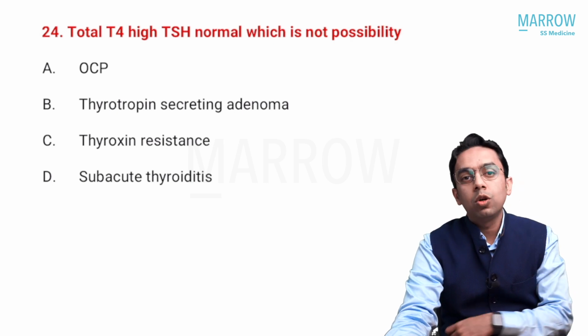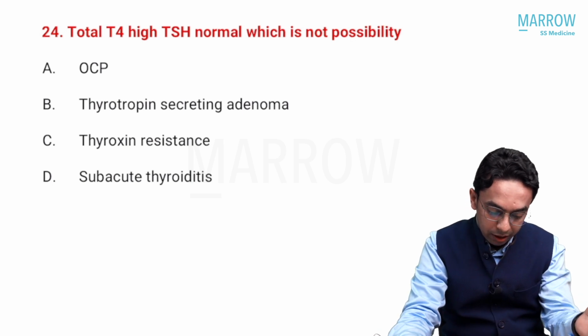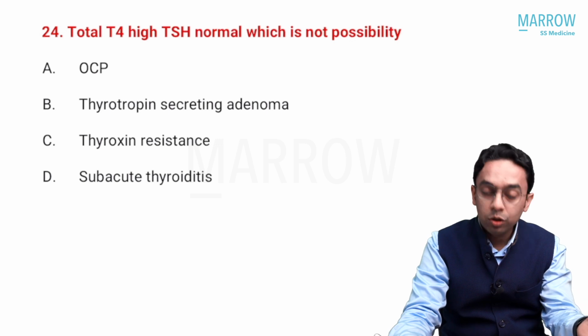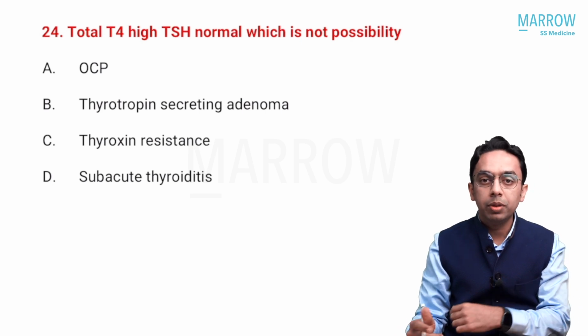Coming to question number 24, total T4 is high, TSH is normal. Which of the following is not a possibility? OCP, TSH secreting adenoma, thyroxine resistance, and subacute thyroiditis. So this is an easy answer if you know the basics.